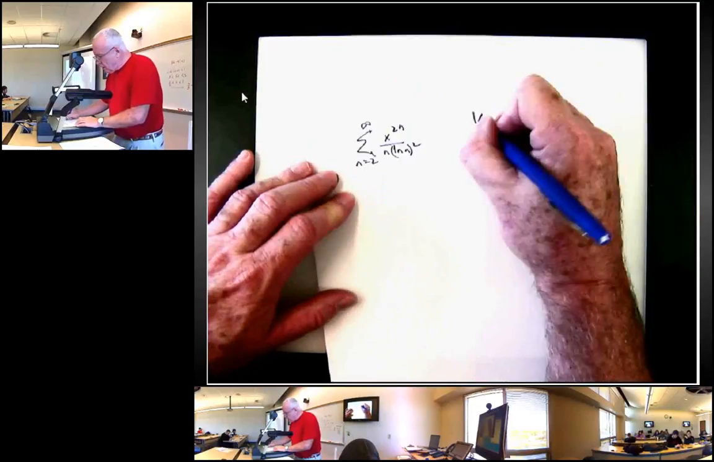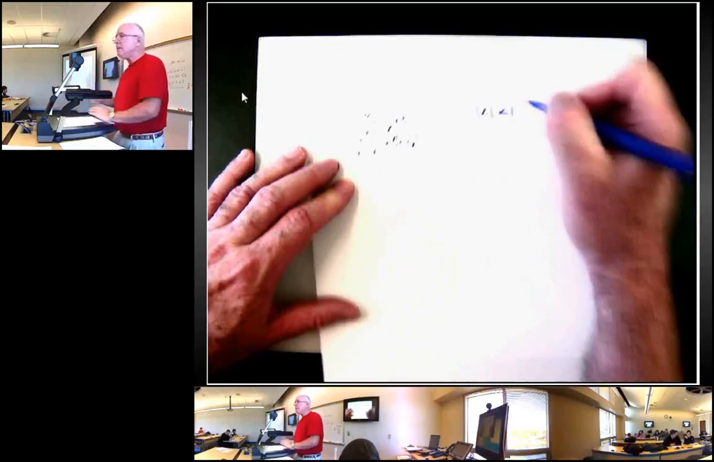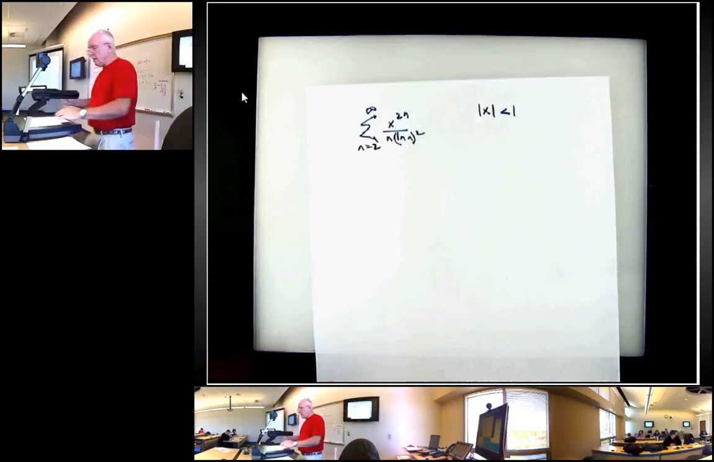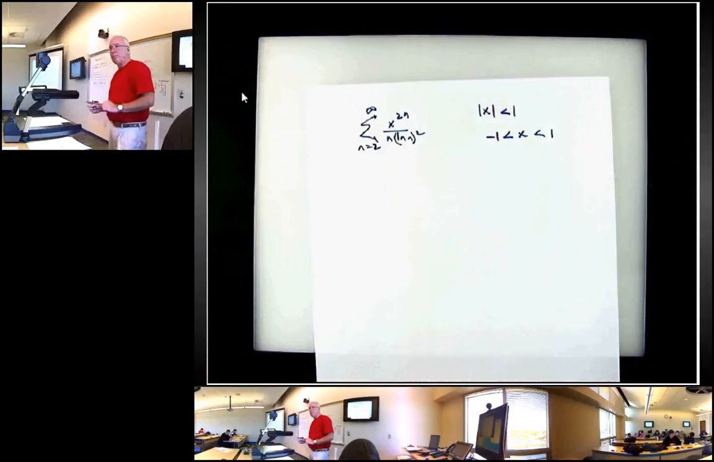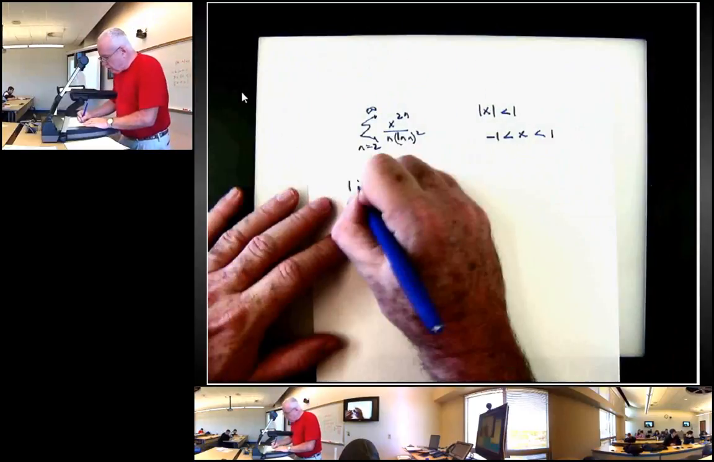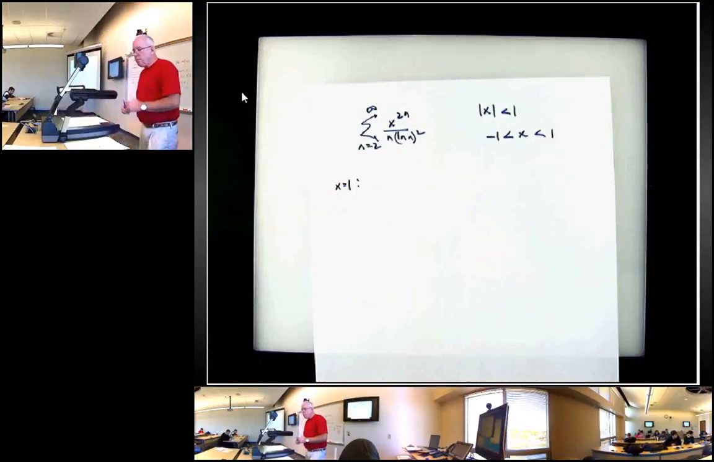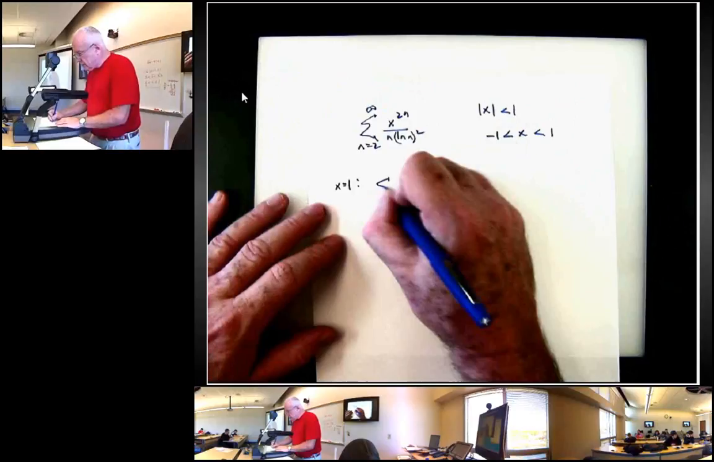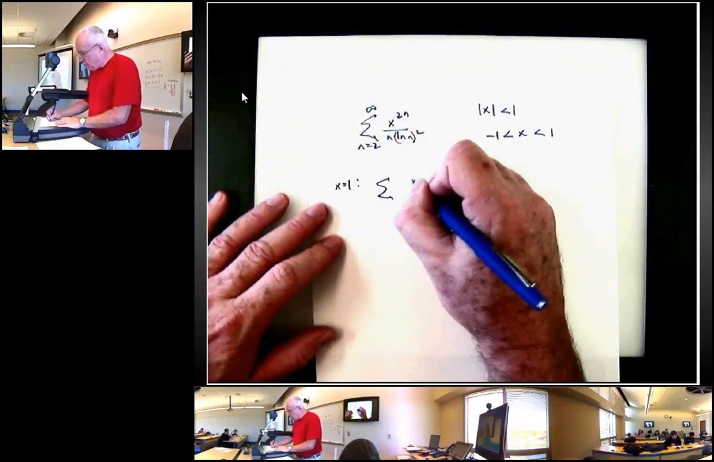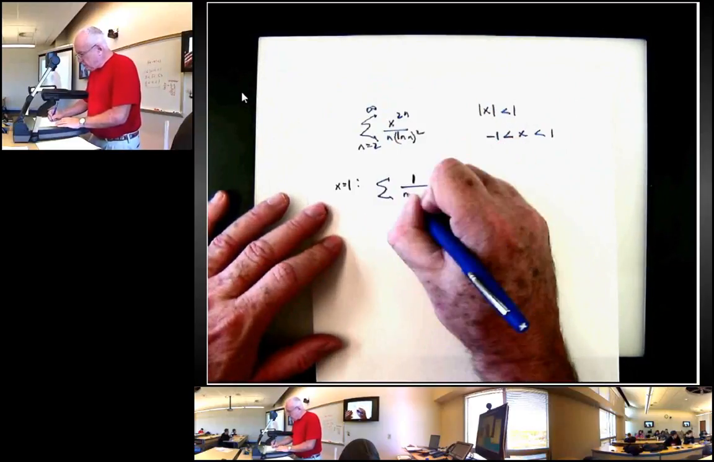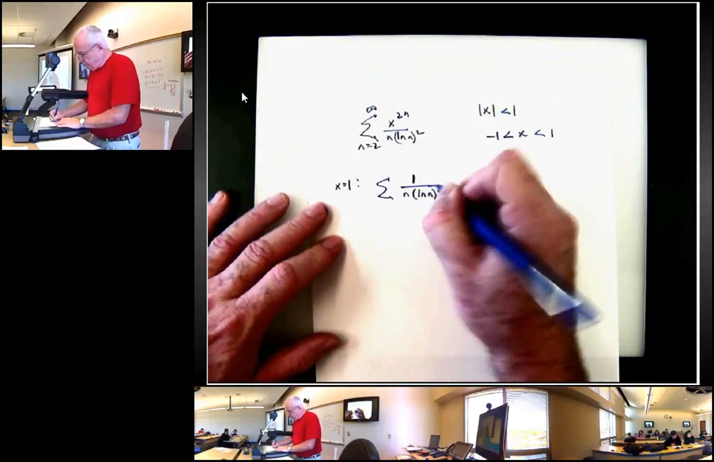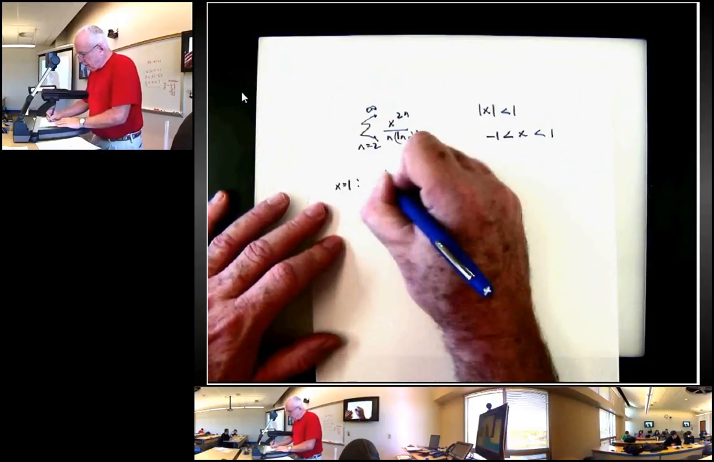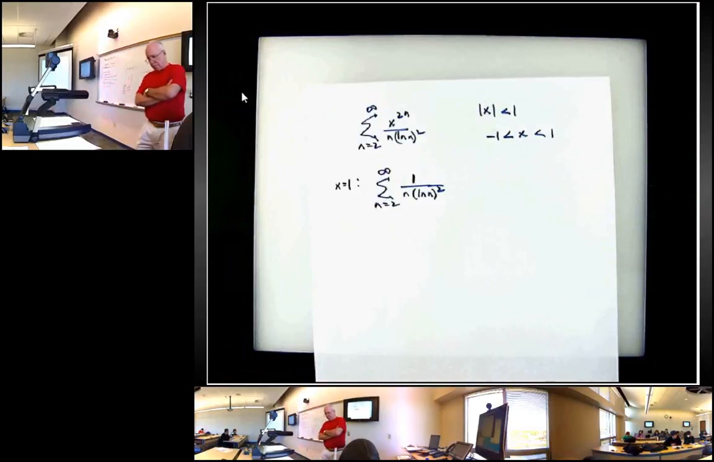Okay, so by hook or by crook, we found that the absolute value of x has to be less than 1. So that means x lies between -1 and +1. So what happens at the two endpoints? Let's look at 1. So we plug in 1 here for x, and 1 to a power is still 1. So we get 1 over n times the ln of n squared. And let's see what happens with that.